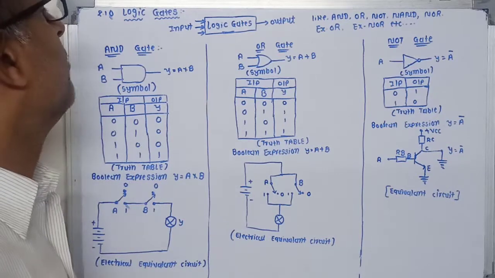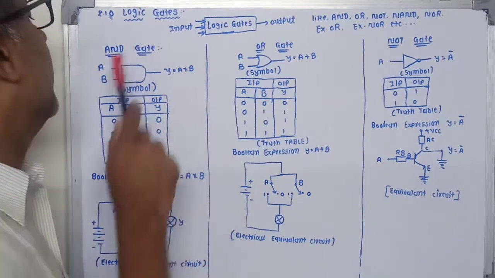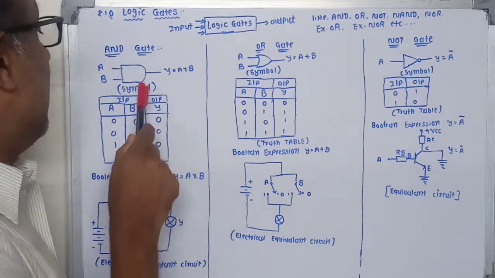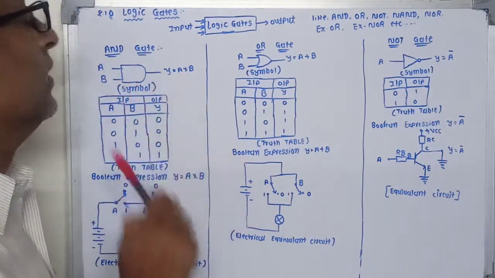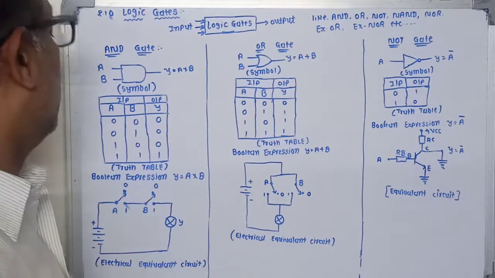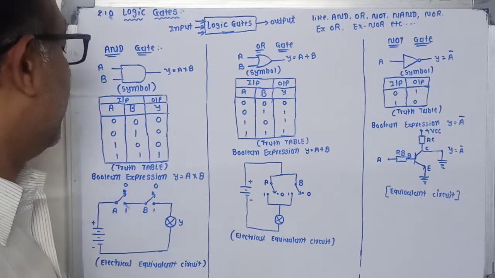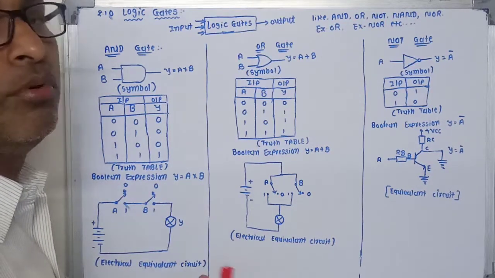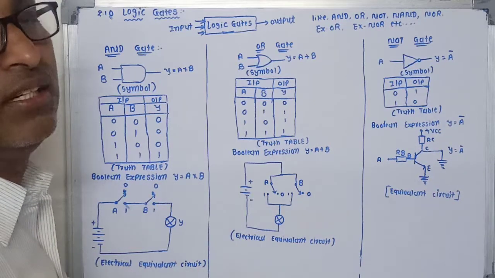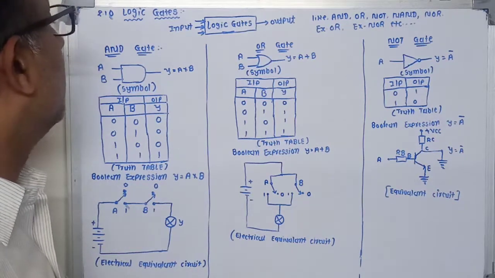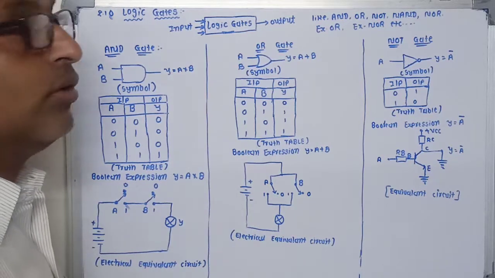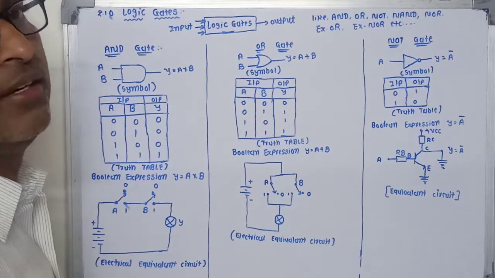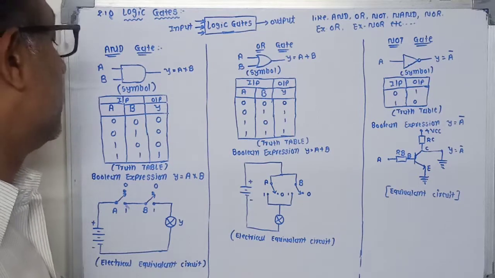Now let me see them one by one. First, the AND gate. This is the symbol of the AND gate, and it has two inputs and one output. The output of this gate is 1 only when all the inputs are 1, that is, at logic 1. That type of gate is known as an AND gate. If any one input becomes 0, then its output also becomes 0.